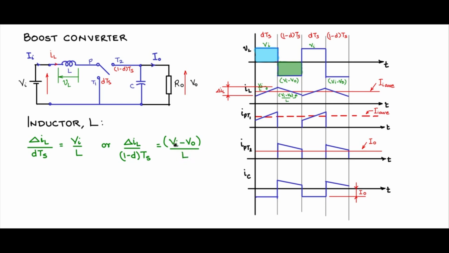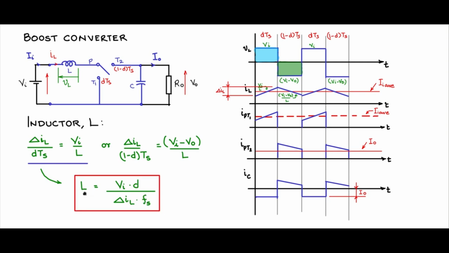You can take Vi minus V naught, instead of V naught minus Vi. Anyway, when you substitute for V naught, it all boils down to the same equation here. Let us take that equation and find out L. So L, I will push it there, delta IL will go down here, so it's Vi into D, I will push it up there, delta IL, Ts. If I push it up and say Ts is equal to 1 by Fs, then I can put Fs in the denominator here. So this is the relationship for finding the value of L for the boost converter.